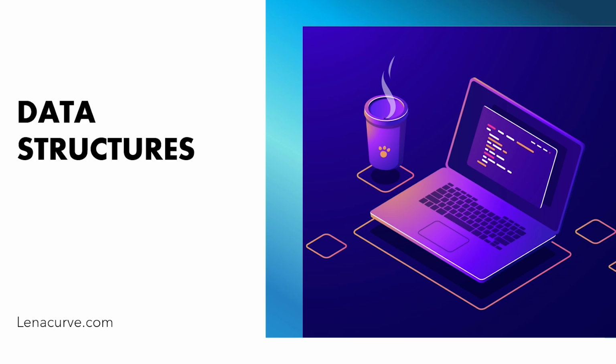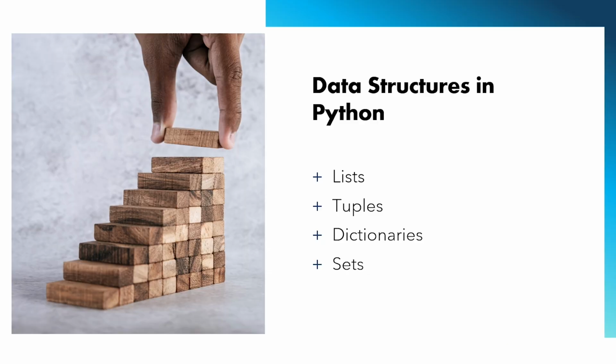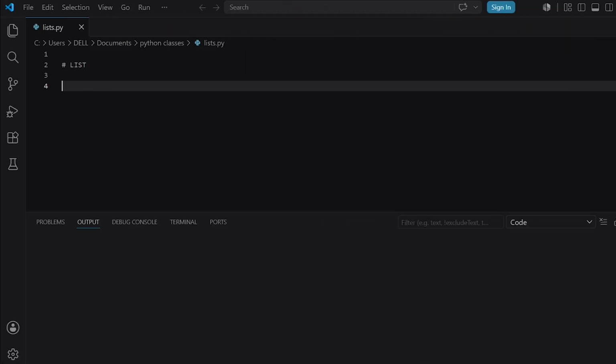In this lesson, we're going to learn about data structures. A data structure is a way of organizing data for easy access, storage, and manipulation. Python has many data structures, but we're going to be focusing on the core data structures, which are lists, tuples, dictionaries, and sets. A list is an ordered collection of data.